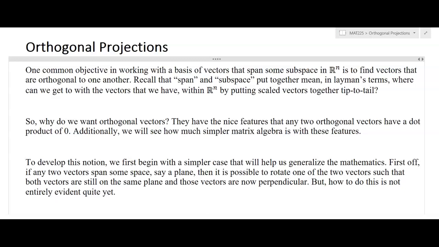Hello and welcome. In this video we are going to talk about orthogonal projections. So one common objective in working with a basis of vectors that span some subspace in Rn is to find vectors that are orthogonal to one another.